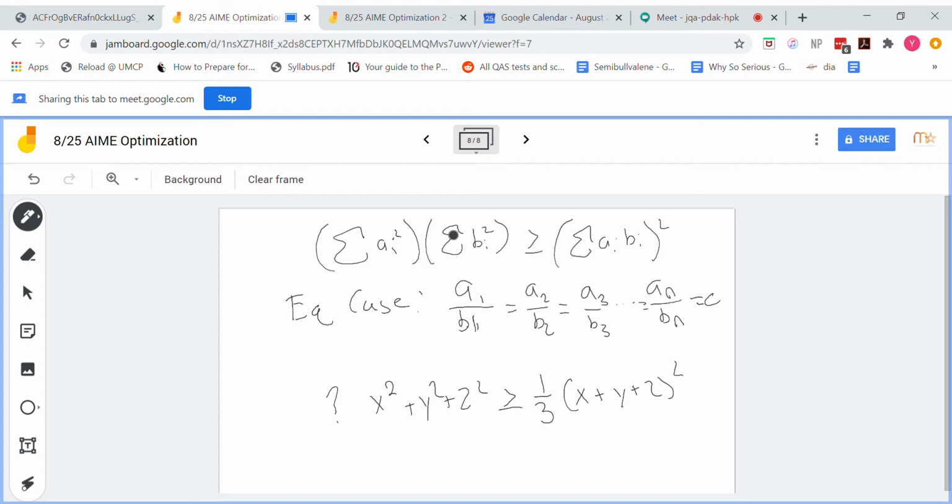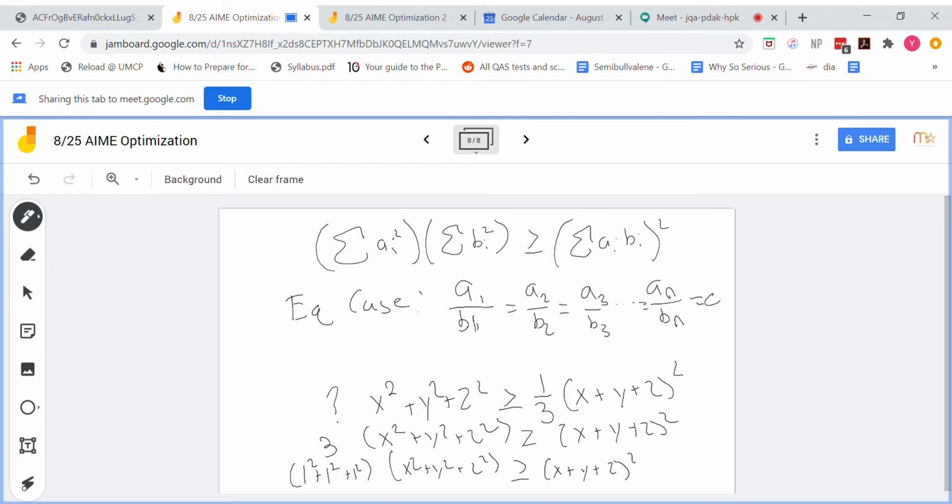If you notice, we can rewrite this as 3 times (x squared plus y squared plus z squared) is greater than or equal to (x plus y plus z) squared. We can rewrite 3 as 1 squared plus 1 squared plus 1 squared, times x squared plus y squared plus z squared, is at least (x plus y plus z) squared. You can see that this is true by Cauchy-Schwarz, where each of the a_i's are 1 and the b_i's are x, y, and z, so a_i times b_i is just x, y, and z. It's simple to prove using the Cauchy-Schwarz inequality.